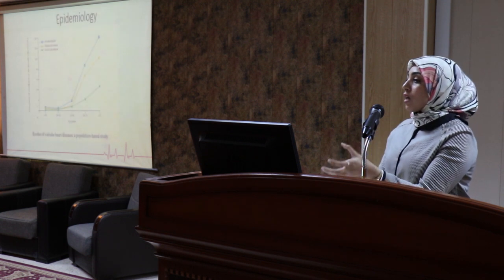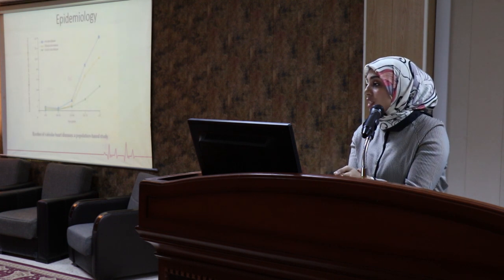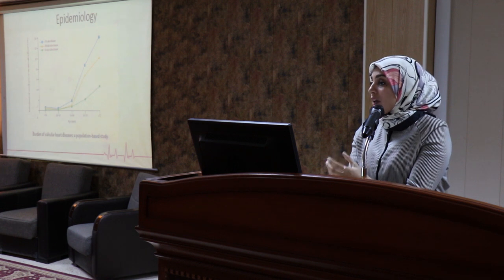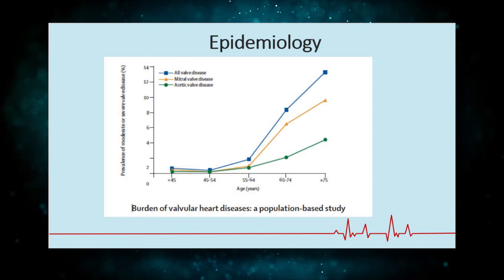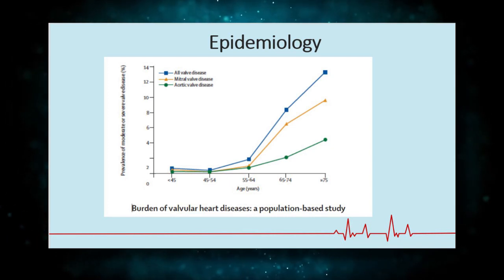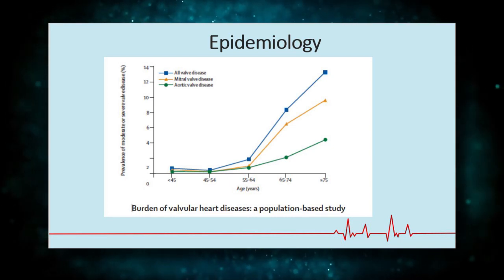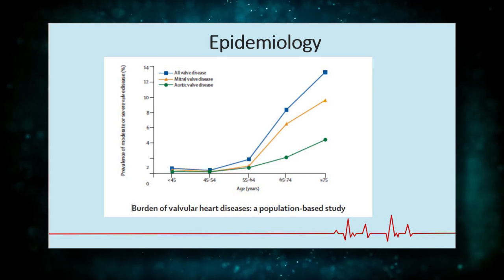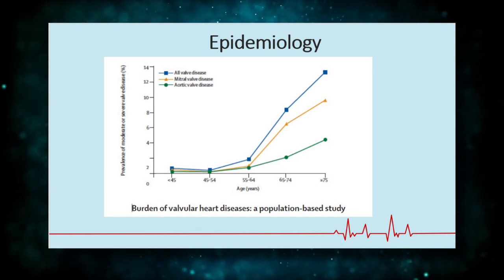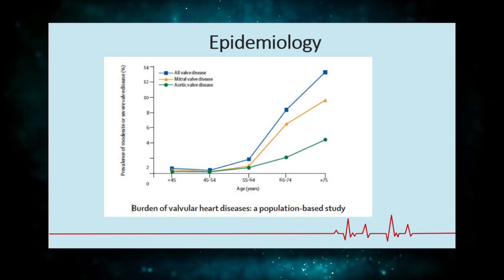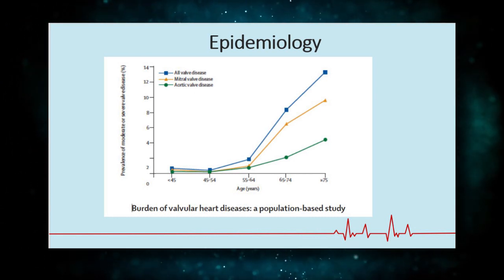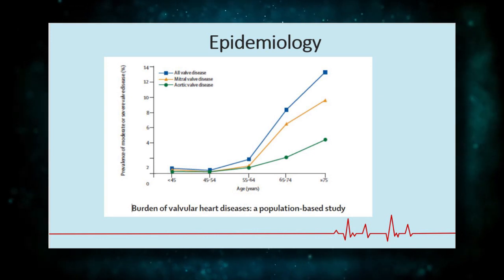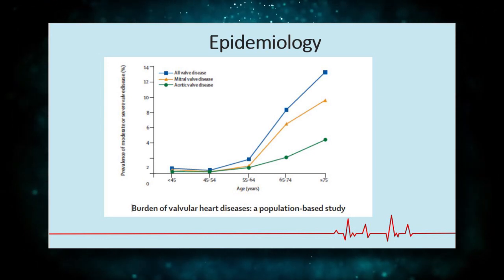Why are we interested in the management of valvular heart disease? Well, because it does affect a considerable percent of the population. As this graph shows here, around 14% of the population above the age of 75 are diagnosed with a valve disorder. If we focus on the more common ones, like the mitral valve diseases, it affects around 8% of the population between the age of 65 and 74, and around 10% of the population above the age of 75.